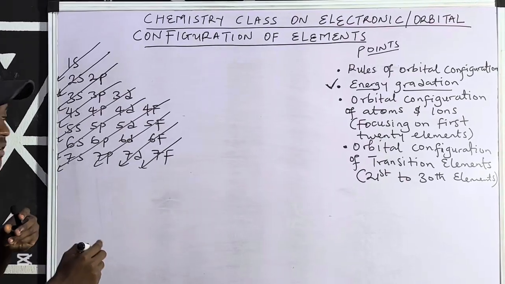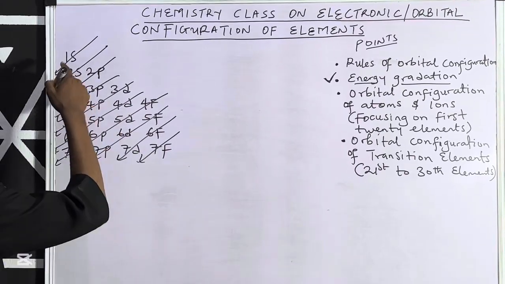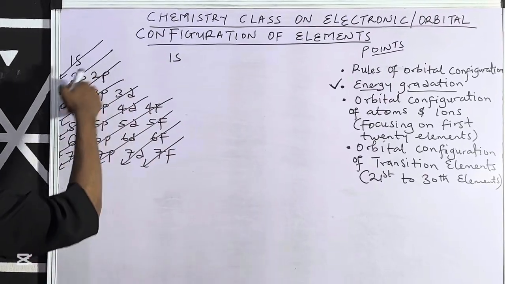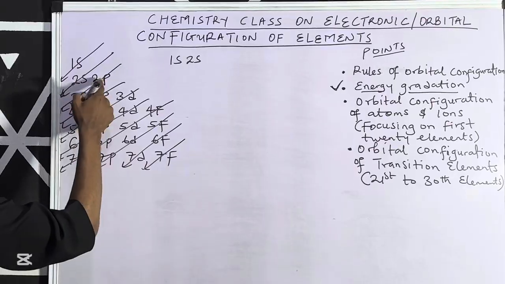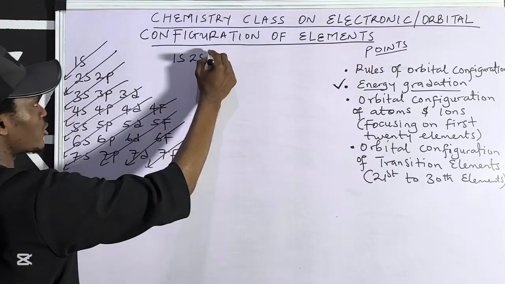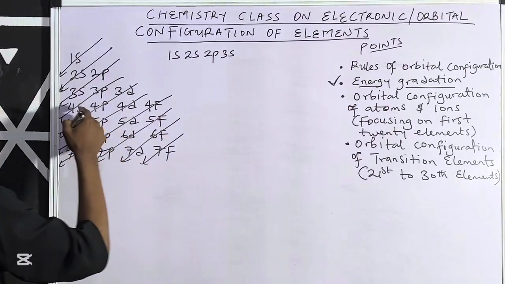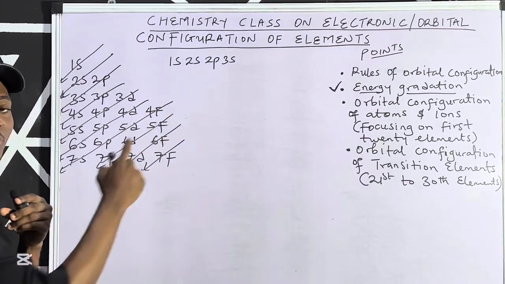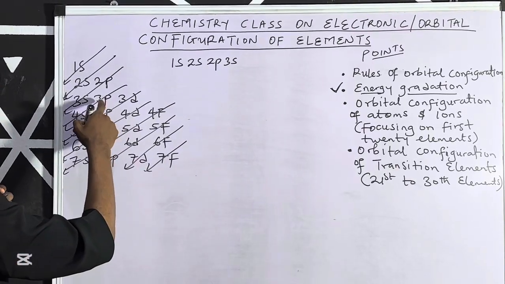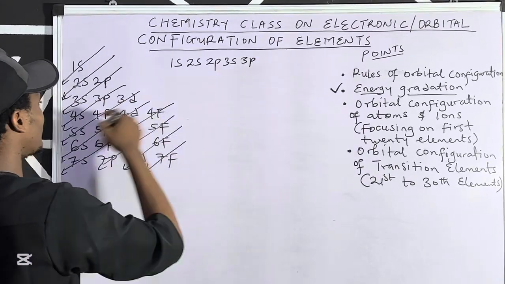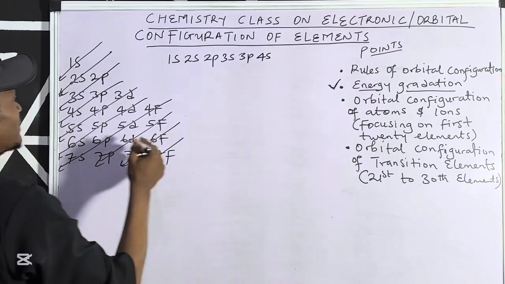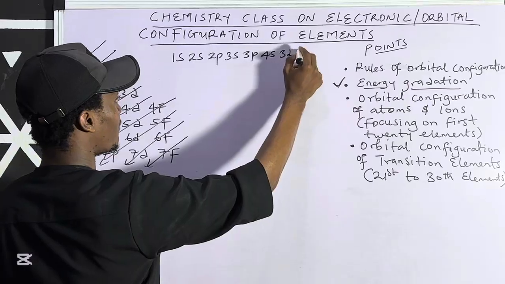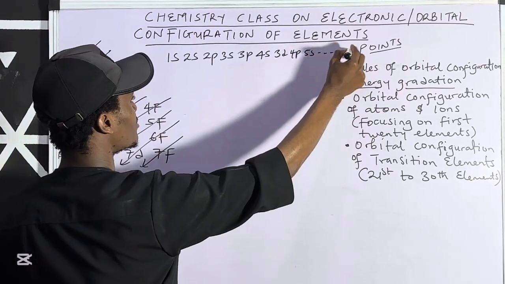Now, if we want to start representing it, the first one is 1s, then the next is 2s, then the next is 2p before 3s. So you don't have to start cramming this anymore. It is with this profile that you'll be able to get all this. Then the next is 3p, then 4s. Then the next is 3d, 4p, 5s, and it continues.